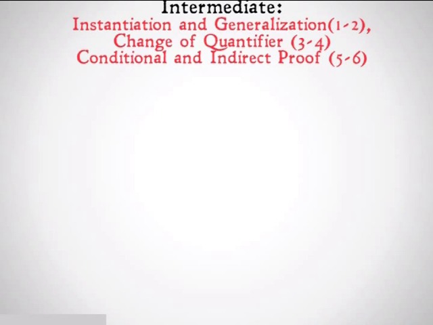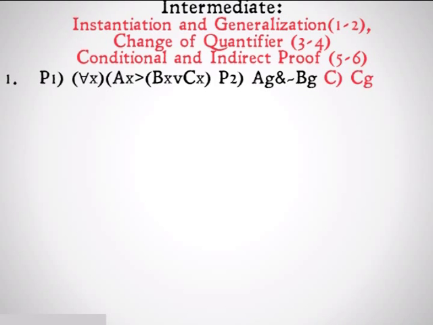Next up, we have our intermediate level set of problems. These are problems for people who kind of have a good sense of predicate calculus, maybe not the more complicated parts of predicate calculus, but the basics of predicate calculus. That's using instantiation, generalization, change of quantifier, and conditional and indirect proof. If you have a good sense of that, these are great problems for you, and they'll really help you out getting to the more complicated problems in predicate calculus.